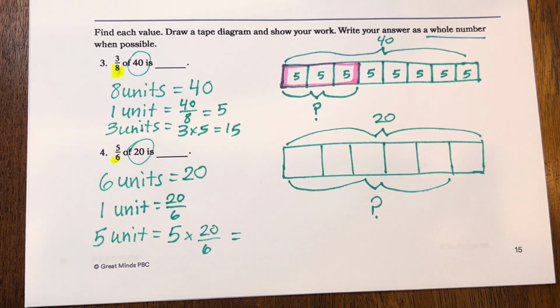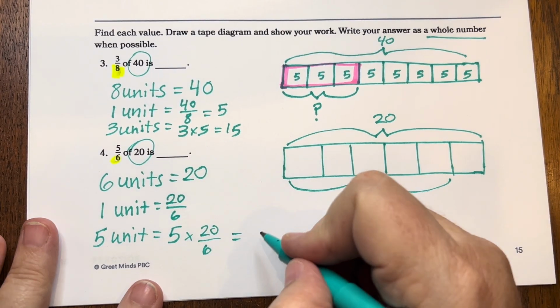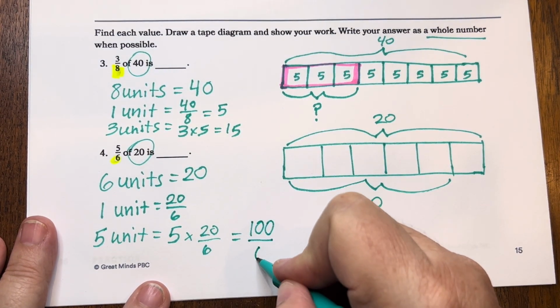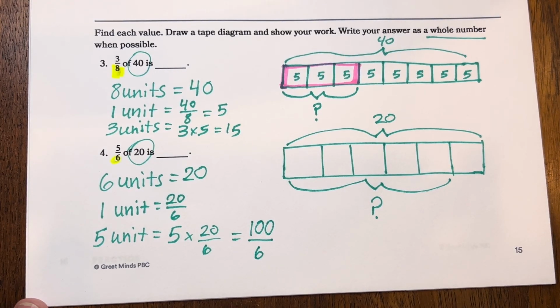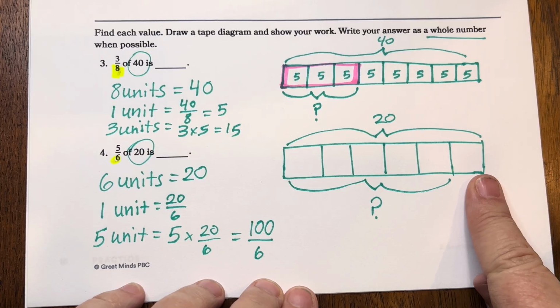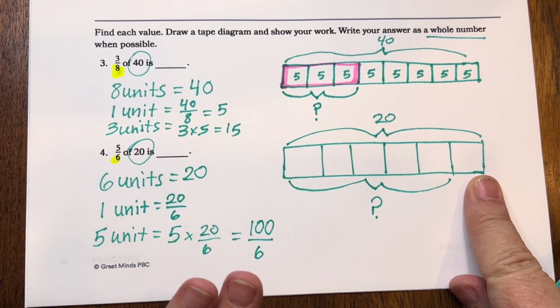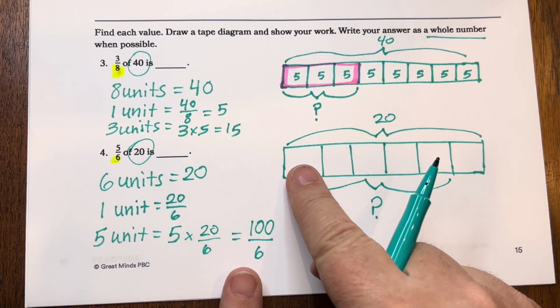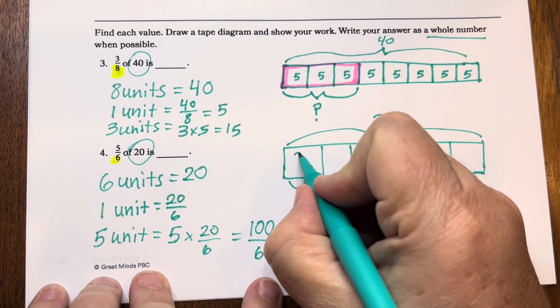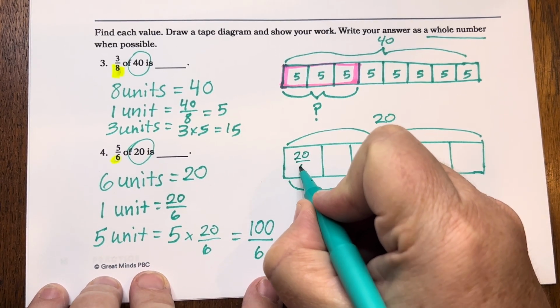5 times 20 is how much? Hopefully you're saying 100. And what's our denominator? 6. Now, this is where the tape diagram, I was like, oh my word, I don't understand it. It's so confusing to me. But if we just kind of think through this for a second and don't panic. So we're saying that each one of these pieces is worth 20/6, right?